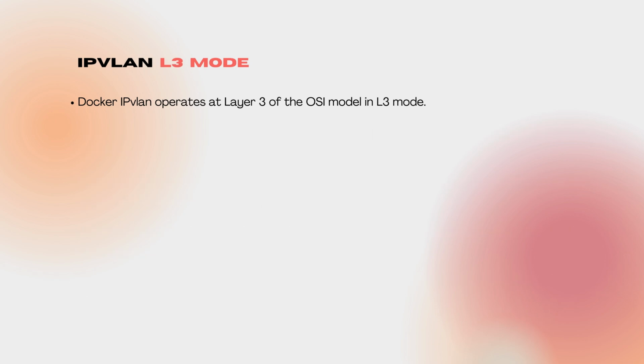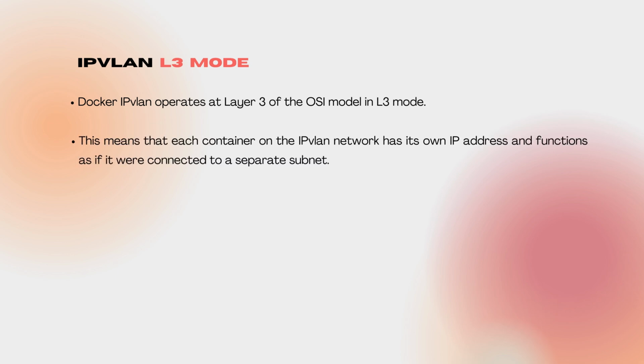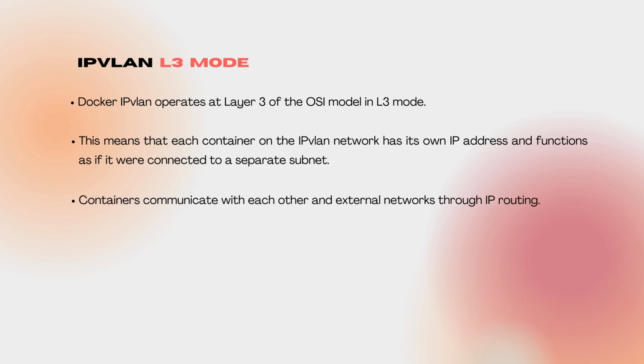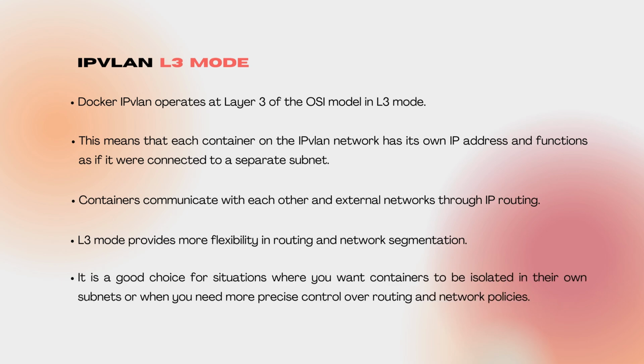IPvlan layer 3 mode operates at layer 3 of the OSI model, which means that each container on the IPvlan network has its own IP address and functions as if connected to a separate subnet. Containers communicate with each other and external networks through IP routing. L3 mode provides more flexibility in routing and network segmentation, and it is a good choice for situations where you want containers to be completely isolated in their own subnets, or when you want more precise control over routing and networking policies.